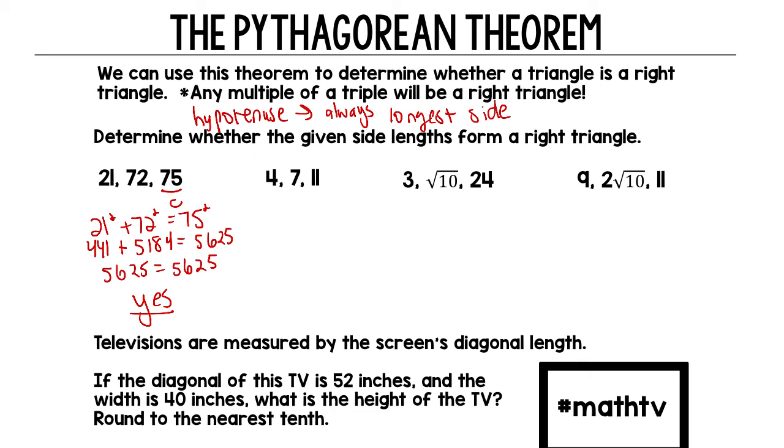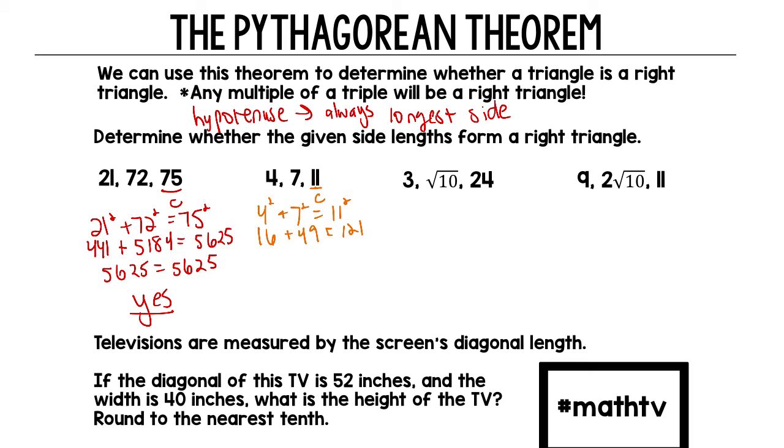Let's do that again. 11 is our biggest side, so it will be our hypotenuse. We've got 4 squared plus 7 squared equals 11 squared. Do not say 4 plus 7 equals 11 because that's not right. We've got 16 plus 49 might equal 121.